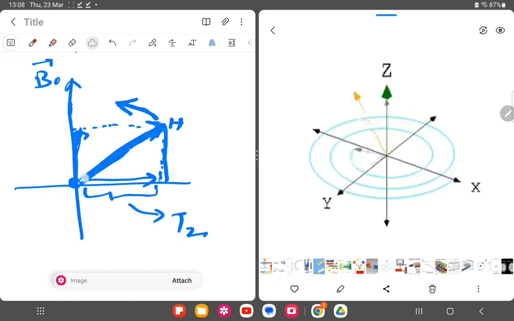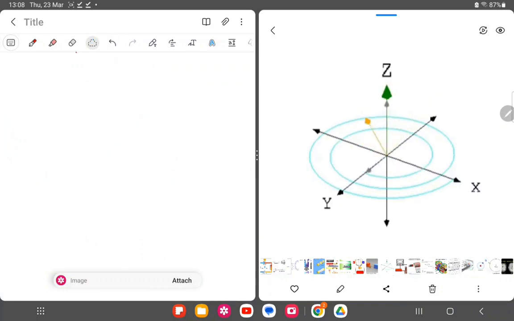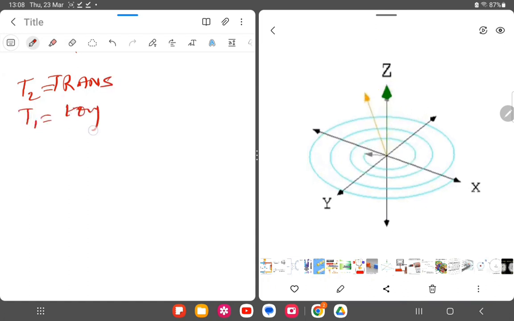Okay, the vertical component of this vector takes T1 time, that is called longitudinal relaxation time. Understood? Now, if this vector is precessing like this, this is the T2, called transverse relaxation time, and T1 is called longitudinal.